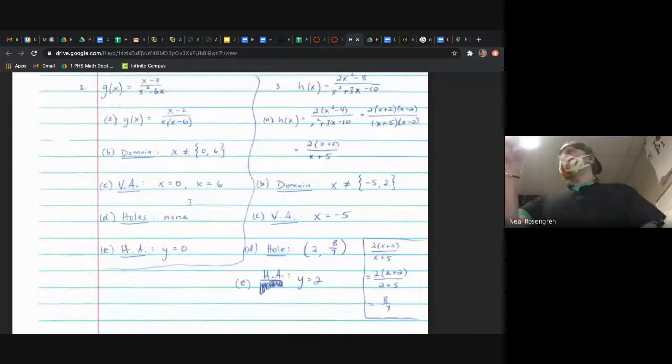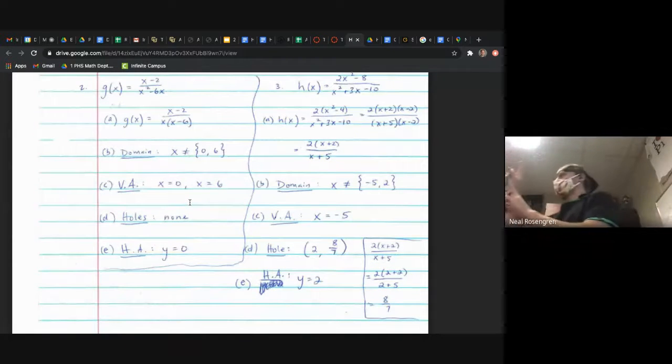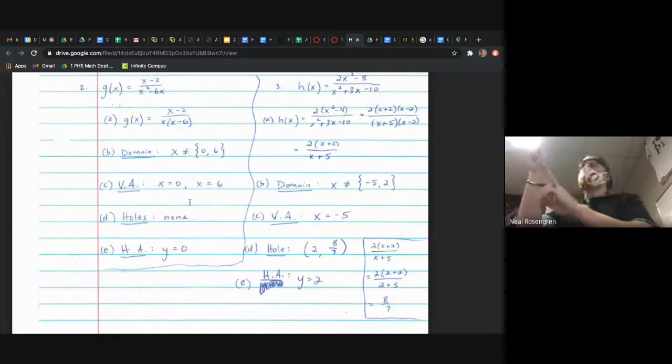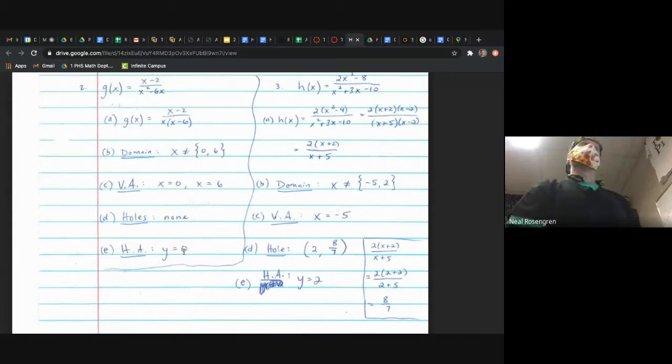The degree on top is 1. The degree on bottom is 2. The degree on top is smaller than the degree on bottom. I don't care about how big. As long as it's smaller, guaranteed to be y equals 0. So you plug in really, really big numbers for x, both positive and negative. The denominator is going to get humongous. The numerator is not going to be able to keep up. So you're looking at like 1 over 100, 1 over 1,000, 1 over a million, 1 over a billion, basically 0.